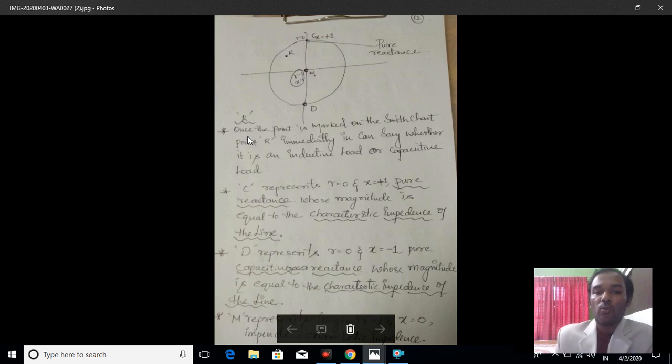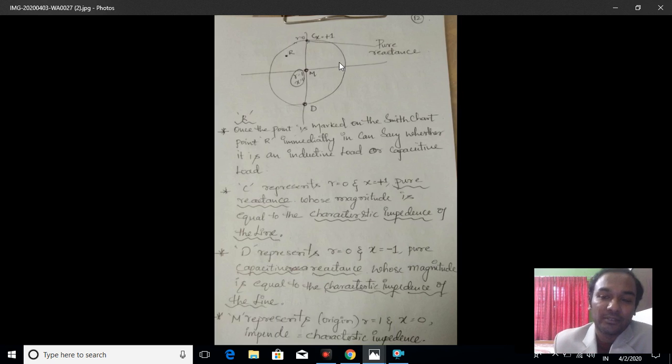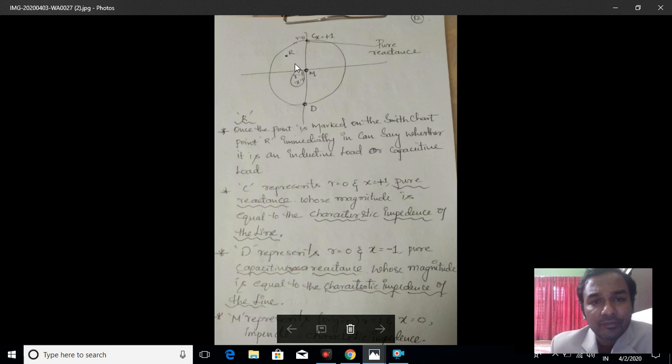So let us go back to the R point. Once the point is marked on the Smith chart, immediately you can say whether it is an inductive load or a capacitive load, right? Because the upper half circle represents inductive, the lower says it is capacitive. So you can say that R is an inductive load we are using.